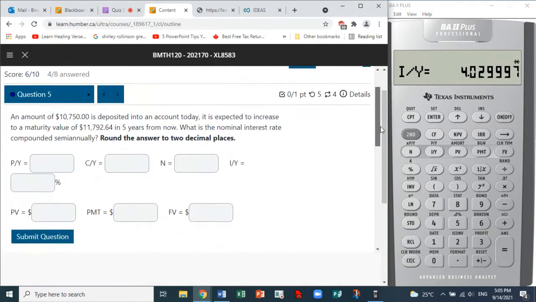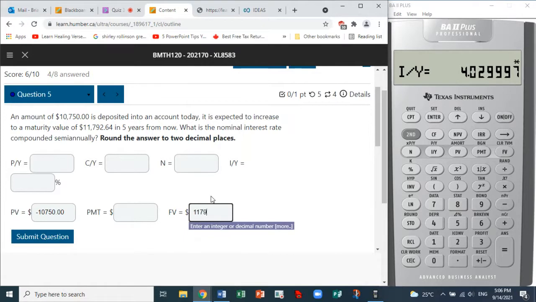Question number 5: what if an amount of $10,750 is deposited into an account today? So that is a present value of 10,750.00. It is expected to increase to the maturity value. That would be a future value.